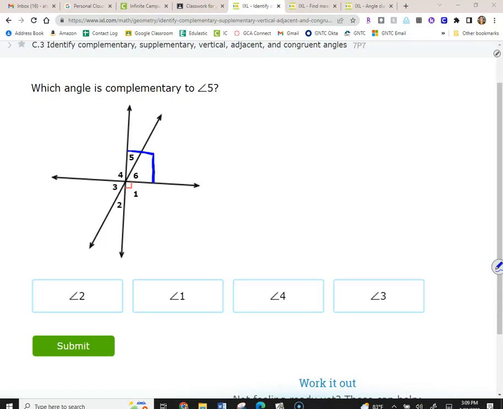5 and 6 are complementary, but 6 is not an option. What's 5 equal to? 5 is equal to 2. So what's complementary to 2? 3, which means 3 would be equal to 6, so 3 is also complementary to 5. All right, that was a good one.